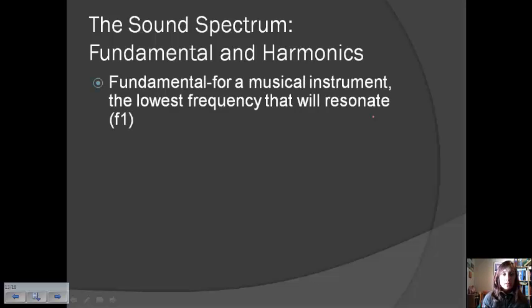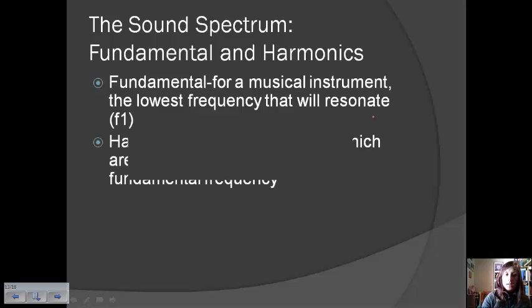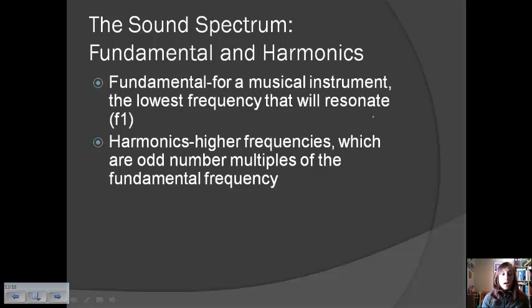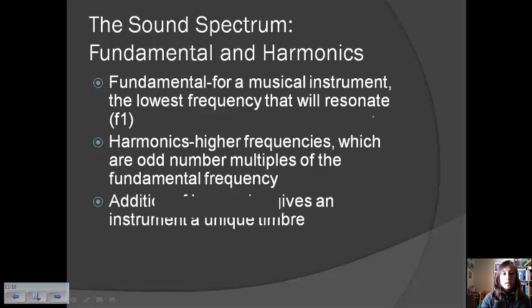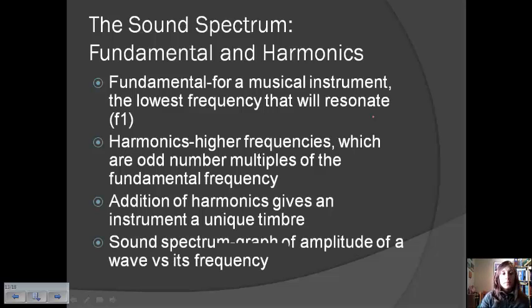So a fundamental is, for a musical instrument, the lowest frequency that will resonate. We call this F1. Harmonics are higher frequencies, which are odd number multiples of the fundamental. So we start at the fundamental, and we can go in odd number multiples from there, and those would be harmonics. The addition of harmonics gives an instrument its unique timbre, and so that's what makes music and instruments more interesting than just a simple wave.